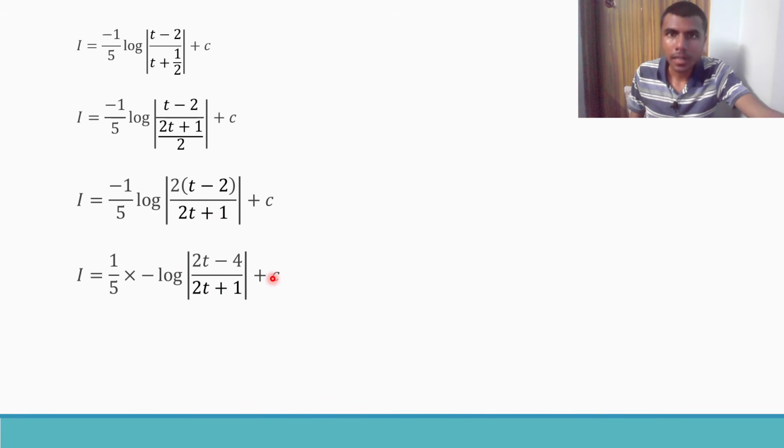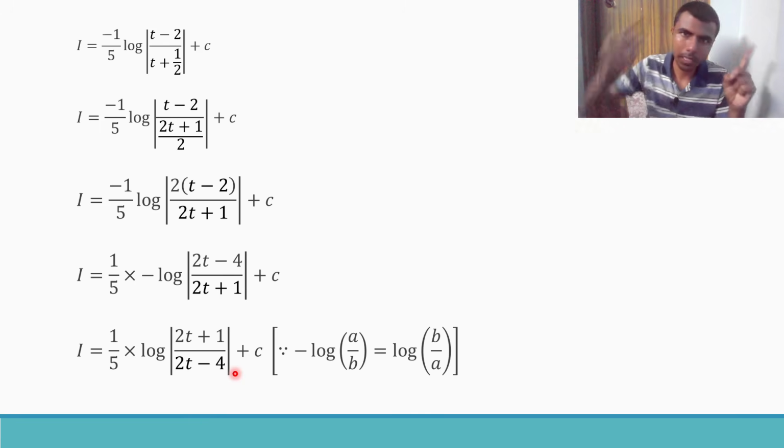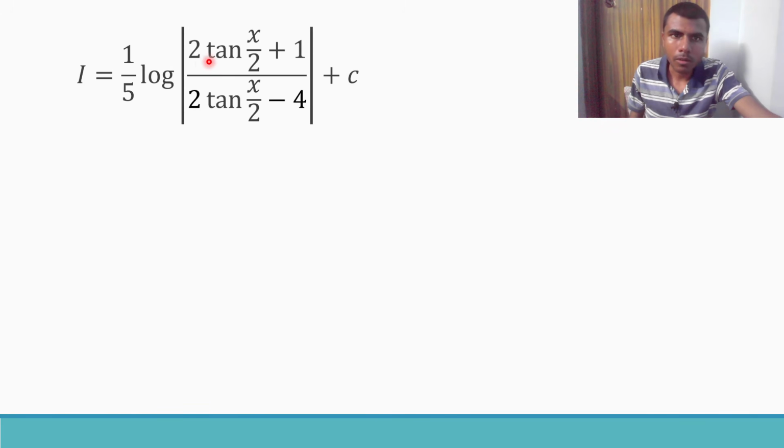Okay. Now, next. There is a property in logarithms which states that minus log of a by b is nothing but log of b by a. That means minus sign, minus log 2t minus 4 by 2t plus 1 is ulta. Log mod 2t plus 1 by 2t minus 4. Okay. Fine. Now the last step. What is t? T is tan x by 2. If you guys remember in the beginning we put. So t is tan x by 2. So 1 by 5 log mod 2 tan x by 2 plus 1 by 2 tan x by 2 minus 4. Fine.